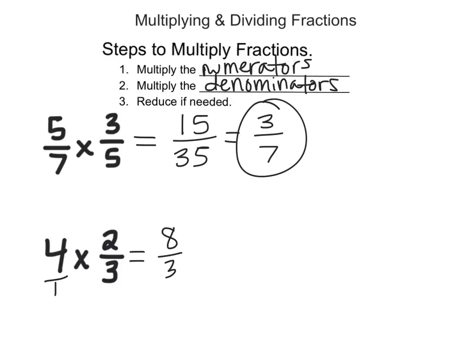8/3 is my answer. Remember we talked about if you're not quite comfortable with reducing improper fractions like this, where the numerator is greater than the denominator, you can leave it like this. Otherwise, you can think of how many times does 3 go into 8? The 3 goes into 8 2 times. I've then used 6 of my numerator, so I have 2 left, and I keep my denominator the same. So 2 and 2/3 is the same fraction, or mixed number in this case, as 8/3.